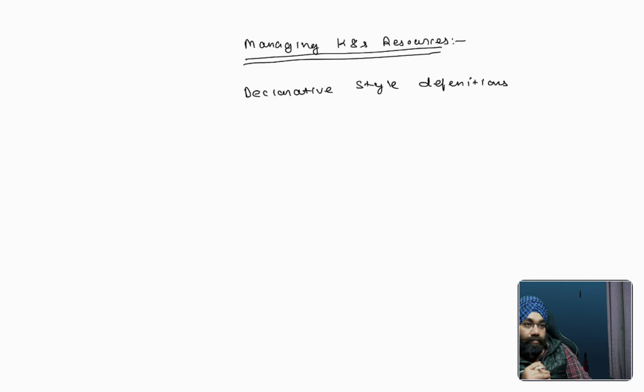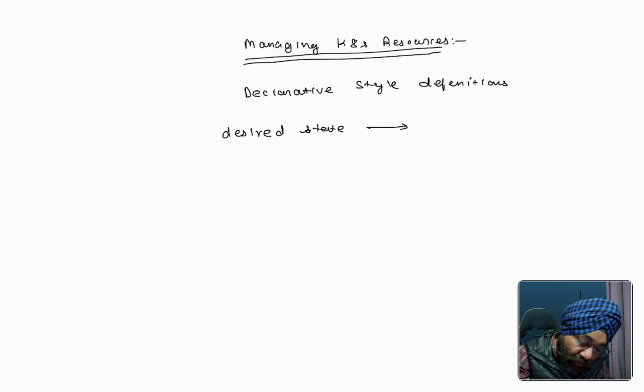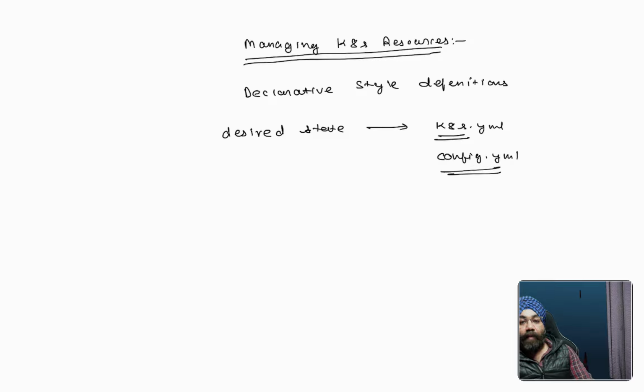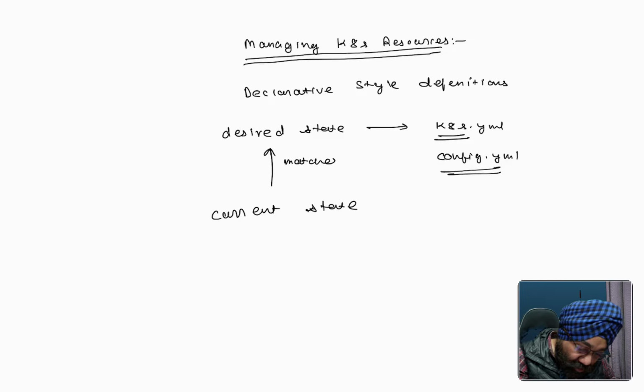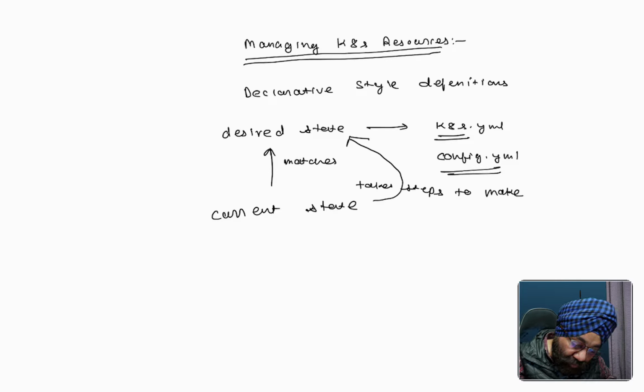So you specify your desired state in your k8s.yml. It can be anything. It can be config, anything that you want, but basically it should be a YAML file. Okay. And then Kubernetes ensures that your current state matches your desired state. If it is not matching, it will take steps to make sure it matches.